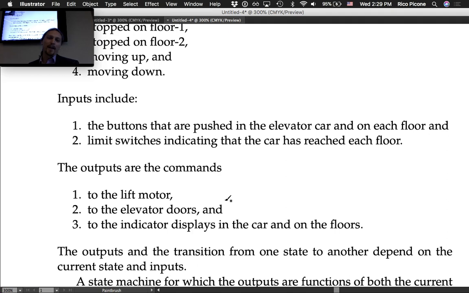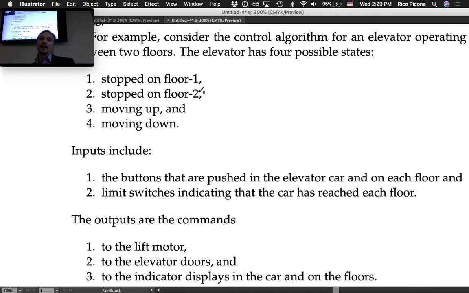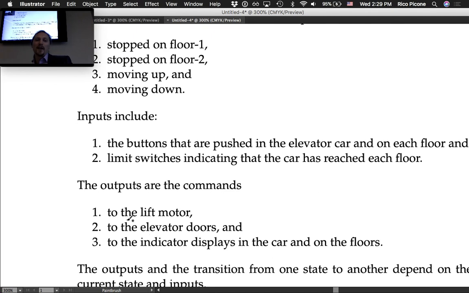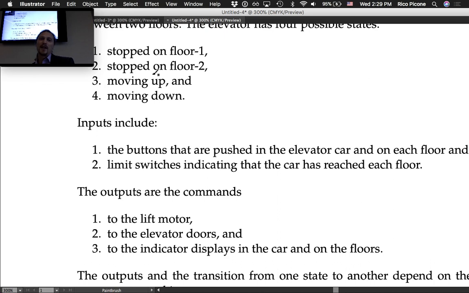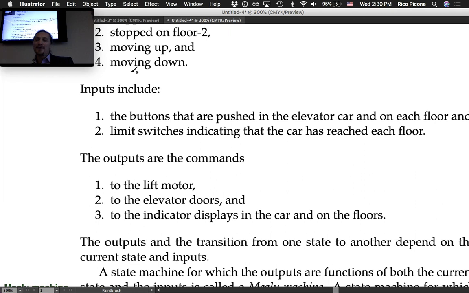First, the command would be to the lift motor. For instance, maybe I'm stopped on floor 1, and an input is that somebody hit a button on floor 2 to get the lift, and so I'm saying, lift motor, take me to state 2. So first take me to state 3, and then I'm going to end up in state 2, which is stopped on floor 2. It's really interesting. Once you really break it down, even a really simple problem, it's like, oh yeah, well, it needs to go up. But how do you tell a machine that? There's actually a little bit of detail there.